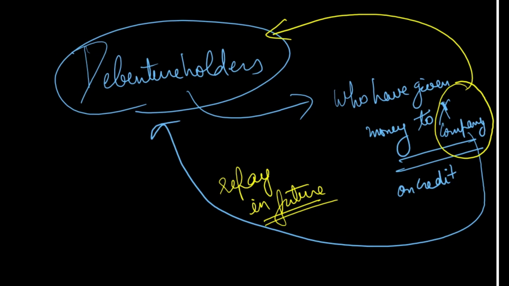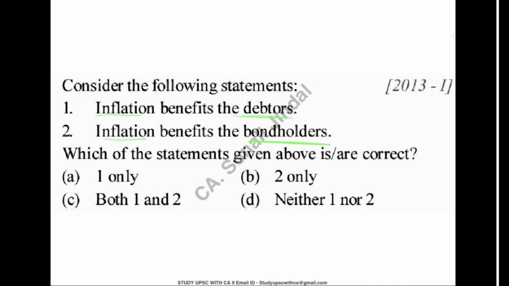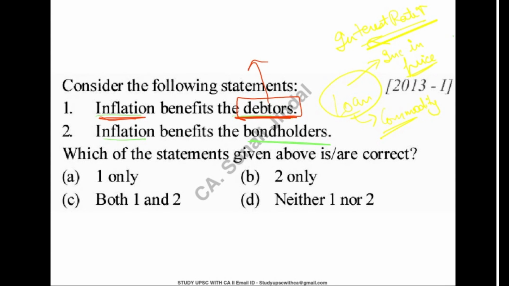Let's see the question. Here, inflation benefits the debtors. Here, UPSC has taken the loan as a commodity only. An increase in the price means an increase in the interest rate. So, inflation benefits the debtors. Who are debtors? जिससे पैसा लेना है. It means that person has to pay less interest on the loan, so it will benefit him. Next is inflation benefits the bondholders.